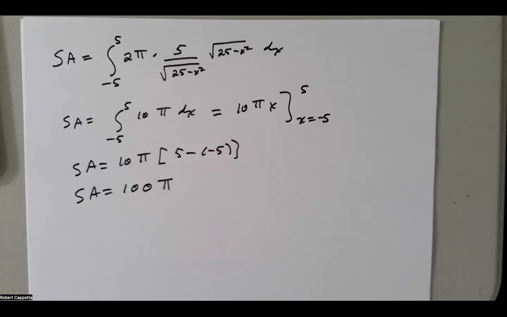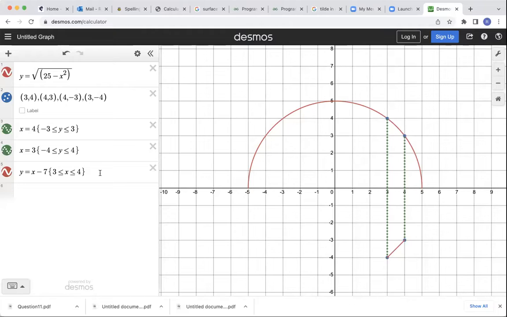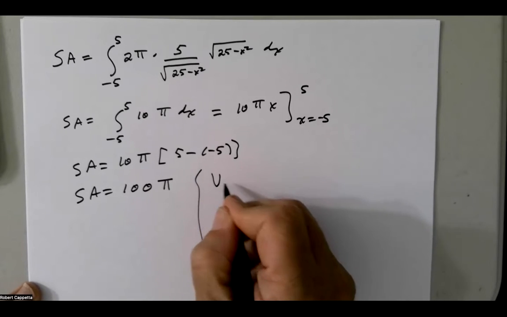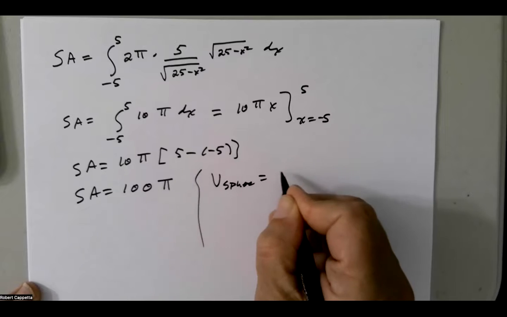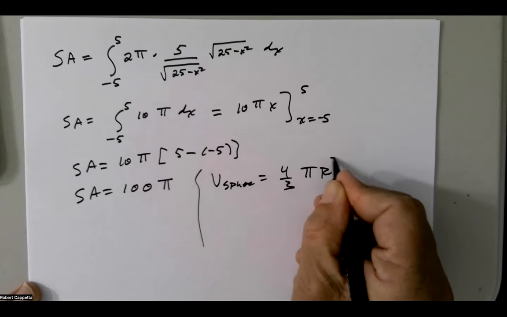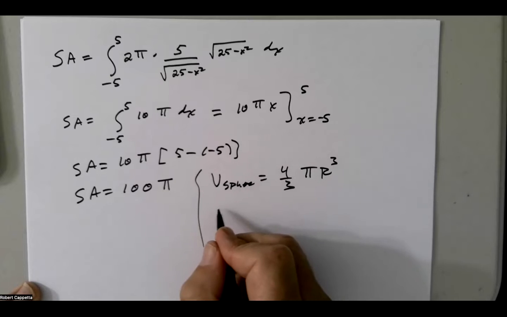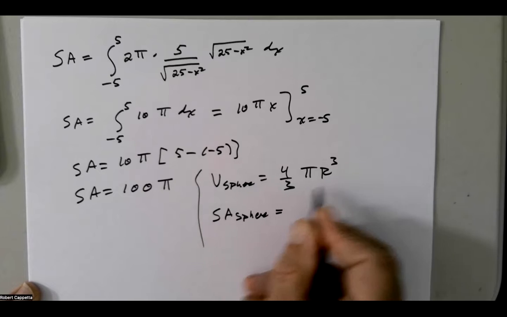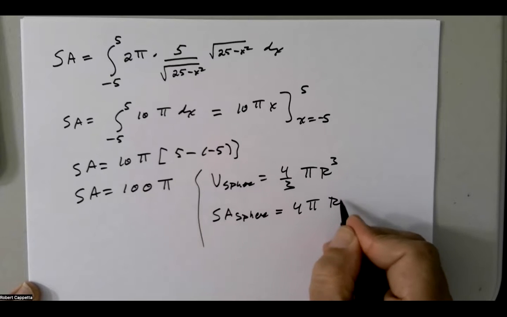But remember what we had. What was our shape? What were we looking at? We had this thing. If we're going to wrap it around the x-axis, the result will be a sphere. And you may know the formula for the surface area of a sphere. Let me remind you of those facts. The volume of a sphere is 4/3 pi r cubed. The surface area of a sphere is the derivative of that, believe it or not. Think about why that might be the case. 4/3 times 3 is 4 pi r squared.